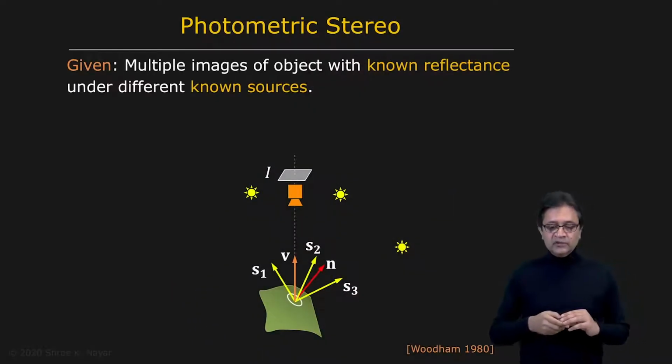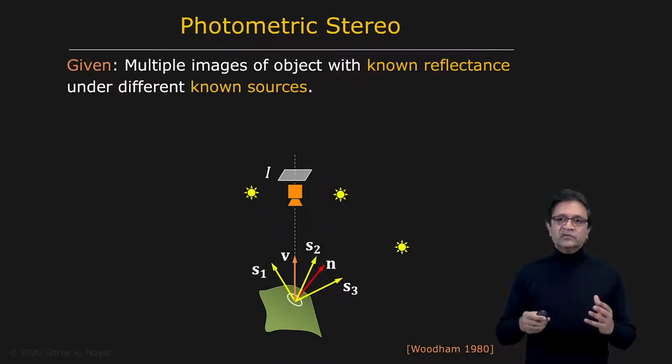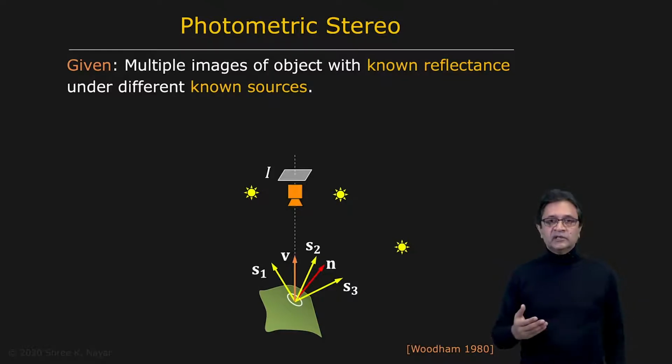So let's now talk about photometric stereo, which is a method we've already discussed in detail. We'll quickly summarize the basic idea behind photometric stereo and see how we might actually extend this idea. So what is photometric stereo? In the case of photometric stereo, the idea is very simple.